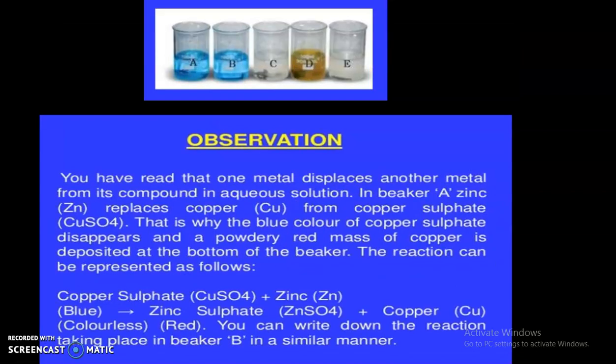So here is the observation. First of all, we have taken the things. What we are going to take is 2 test tubes. Here in your book, they have taken 5 elements. So we're going to take at least 2 test tubes, an iron nail, a piece of copper wire, 10 ml of dilute copper sulfate solution and iron sulfate solution.